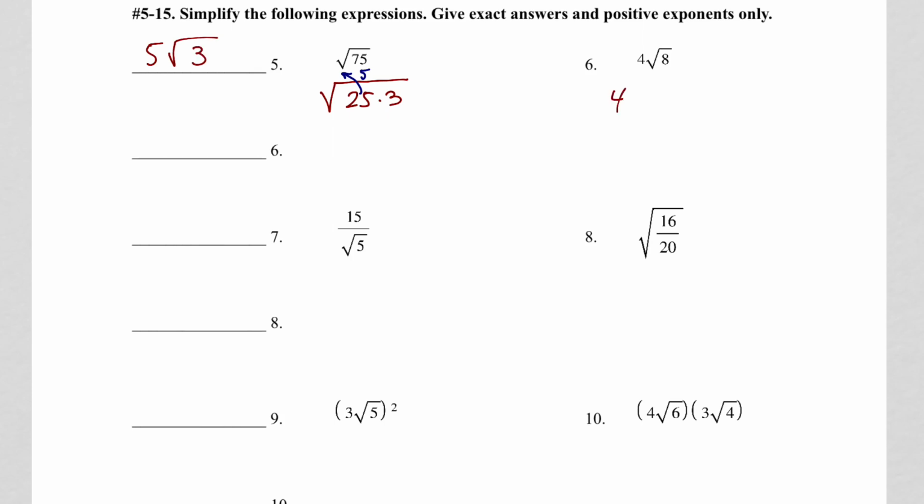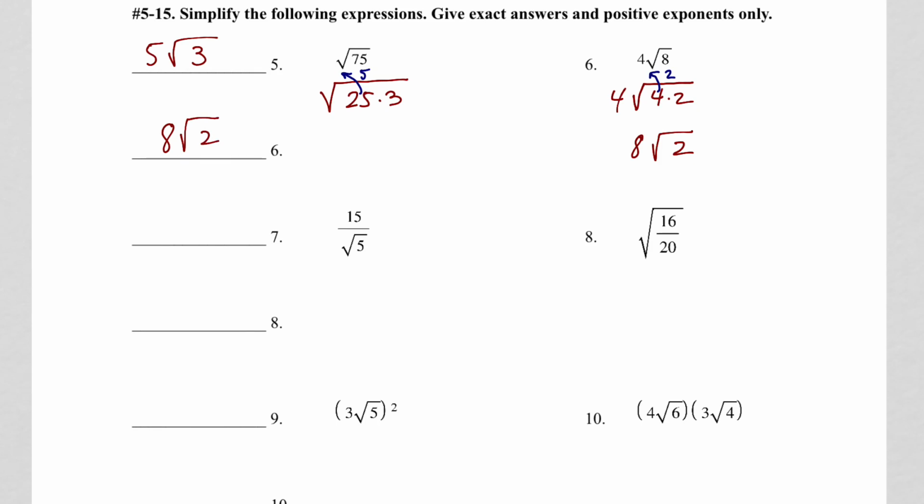Okay, so we have a 4 on the outside, and I'm going to rewrite 8. The biggest perfect square factor of 8 is 4, so I can write it like that. And then we'll take out the 4 by square rooting it, and it becomes a 2. This 2 multiplies with that 4 and becomes an 8, and it leaves behind the 2. So this is 8 root 2.